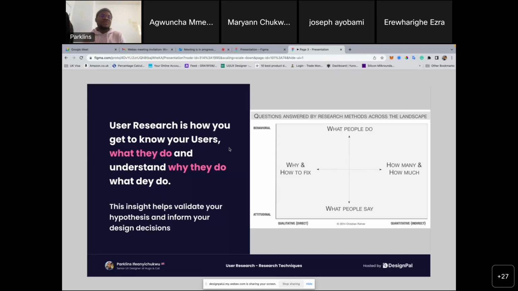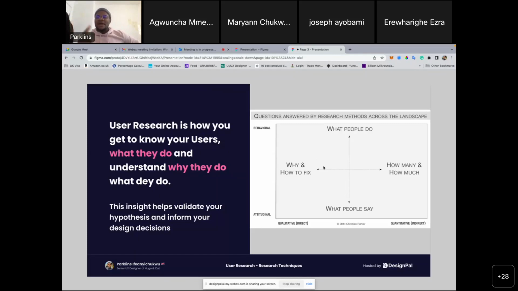So user research helps you understand the what about your user and the why for why the what exists in those users. So here I shared an image that shows in a diagram the kind of questions that research can help us answer.